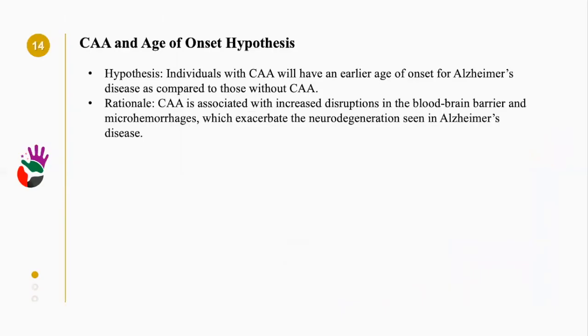So the next hypothesis we looked at was CAA versus age of onset, or that age of first concern that we described earlier. And we said that individuals with CAA would have an earlier age of onset for Alzheimer's disease as compared to those without. And our reasoning for that was that CAA is associated with increased neurodegeneration. So we believed that we would see Alzheimer's appear early because of that earlier neurodegeneration that was being caused because of CAA.